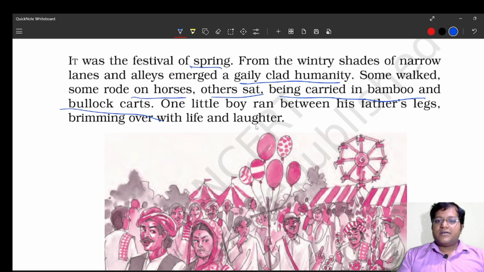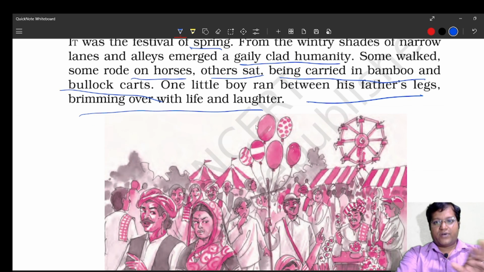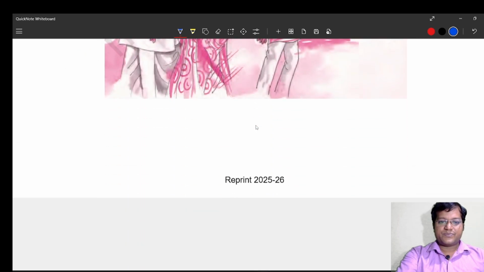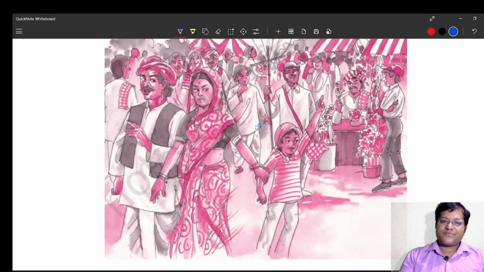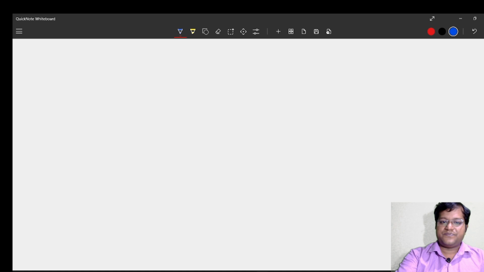One little boy ran between his father's legs, brimming over with life and laughter. He was very enthusiastic and excited, and he was running between his father's legs. It means that he was running forward. So this is the picture of the fair, and this is the picture of this little boy, his father and his mother.